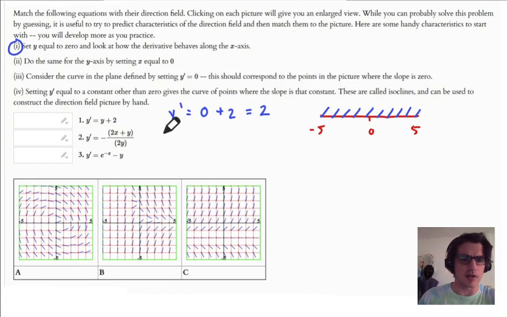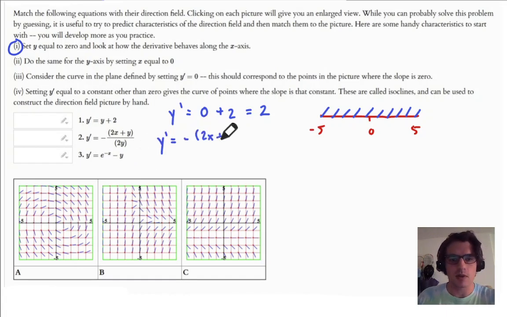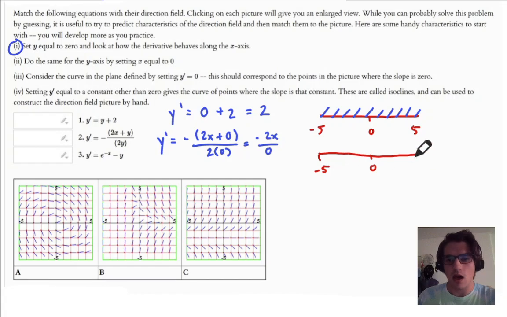But let's not go to our answers yet. Let's do the same thing here. Let's set y equal to 0. We have -2x plus 0 over 2 times 0, or -2x over 0. And remember that dividing by 0 means that our slope is undefined. And think about, what does an undefined slope look like? Does it mean there's nothing there? It doesn't mean that there's nothing there. It means that our slope is vertical. So our slope is vertical along the x-axis.